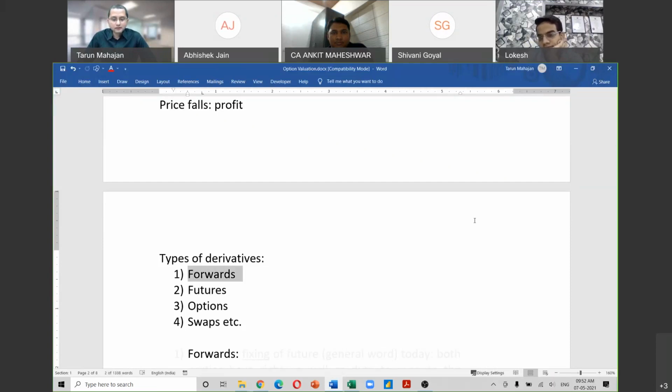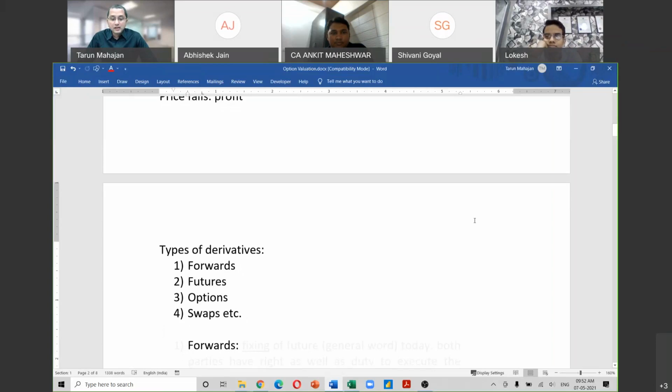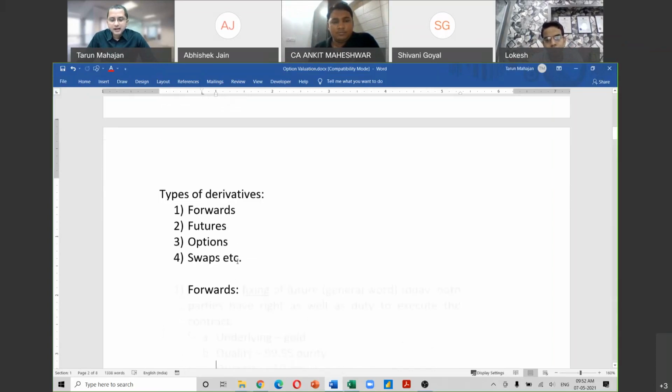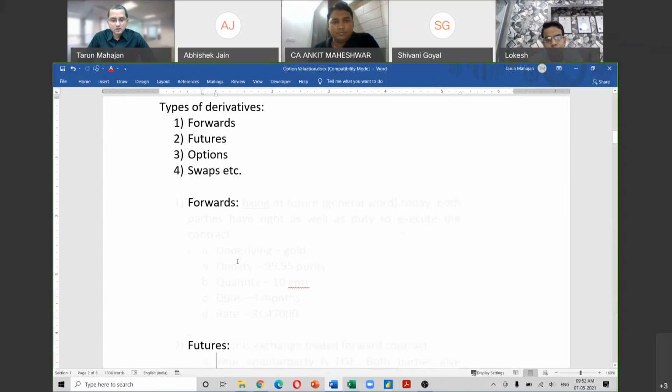Okay, so you have forward contract, future contract, option contract, and swap contract. These are the 4 types of contracts: forwards, futures, options, and swaps. So the example we were talking about, 2 of us dealing with each other personally, was the example of a forward contract. If there is any doubt, just feel free to ask me. So let's define forward contract.